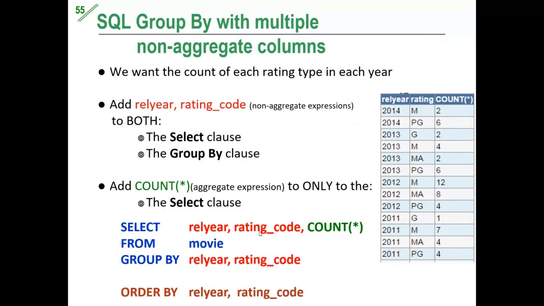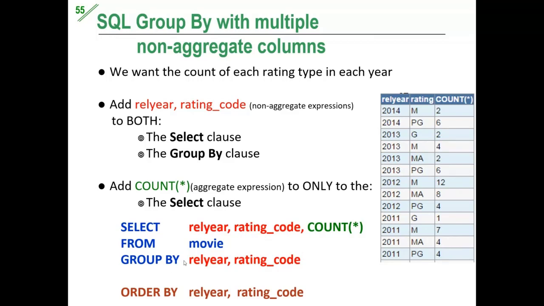I write the normal select statement: select release year, rating code. I want to count the number of rows for the whole table, so I just put count asterisk from the movie table. But I want to group it like this: first group by the release year, and then by the rating code.